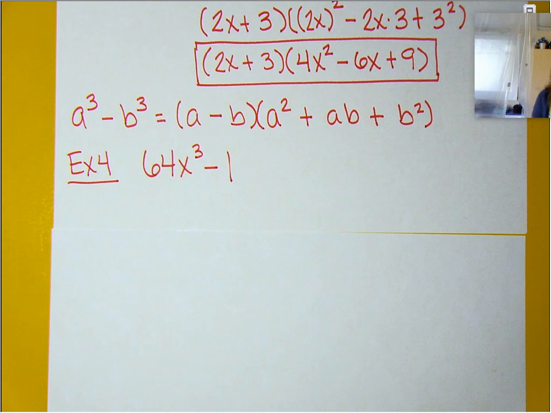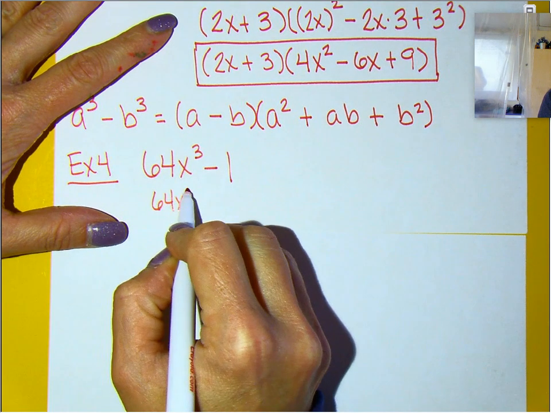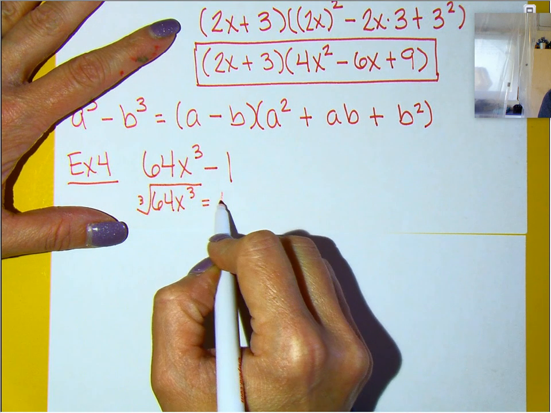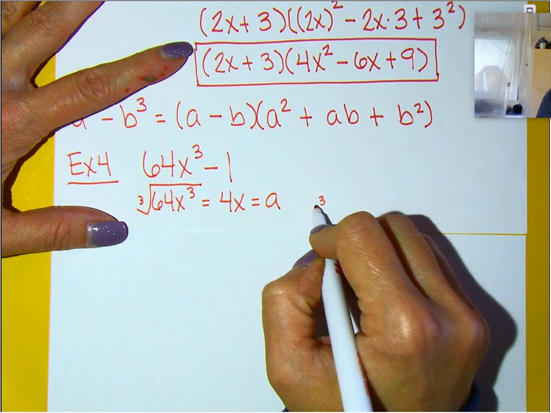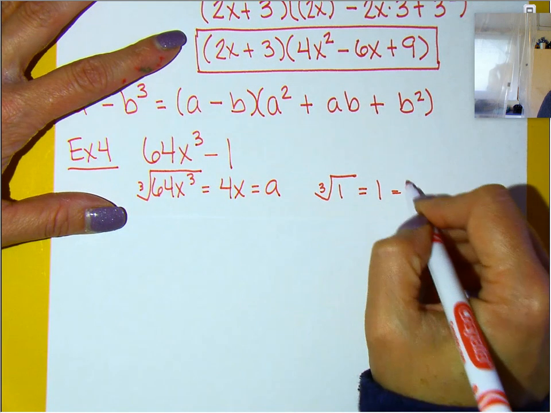All right, first thing I would do is it's got a cubed on it, so let's see if it's a perfect cube, and it is. What's the cubed root of 64x cubed? Good, and that's going to be your A. And then the cubed root of 1 is 1, and that's going to be your B.